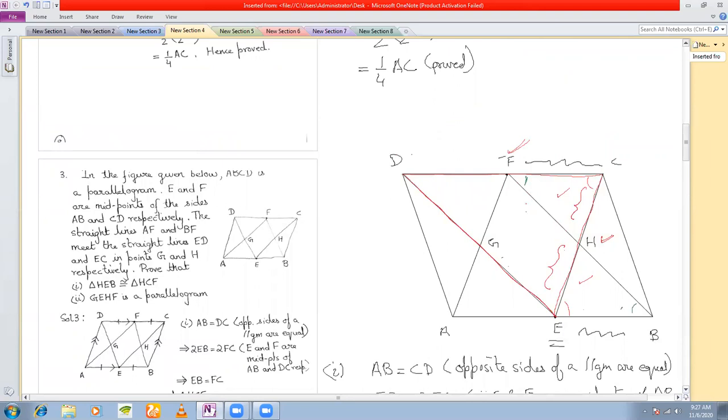Okay, this side, therefore, this side must be parallel to this side by midpoint theorem, right? Look at the triangle and see, F and H are midpoints. So therefore, FH must be parallel to DE. That means FH parallel to DE means what? These two sides are parallel.